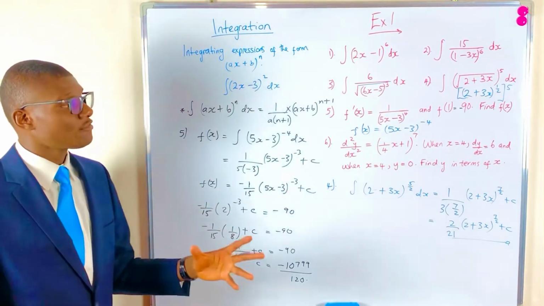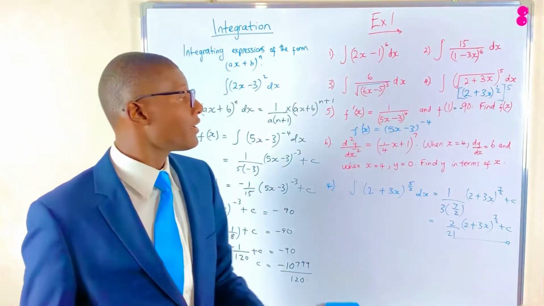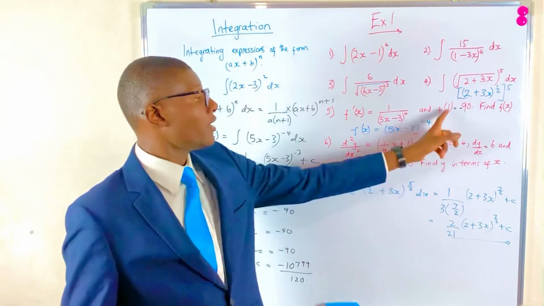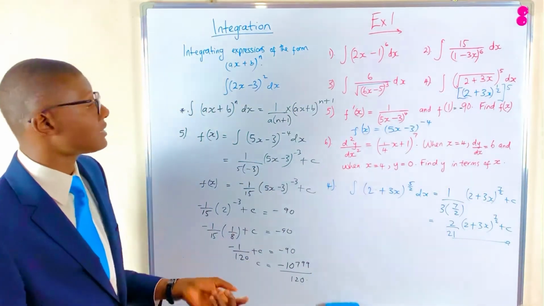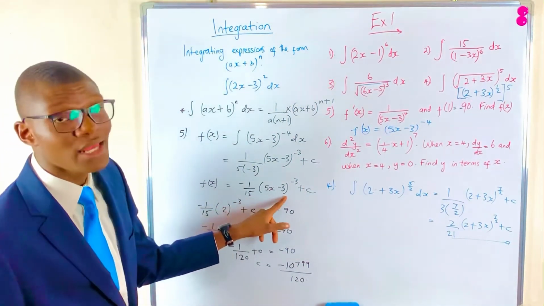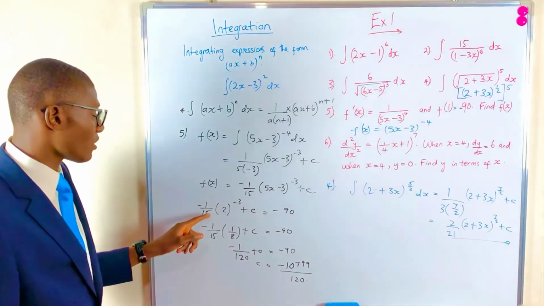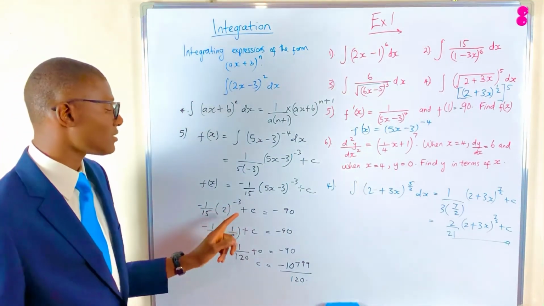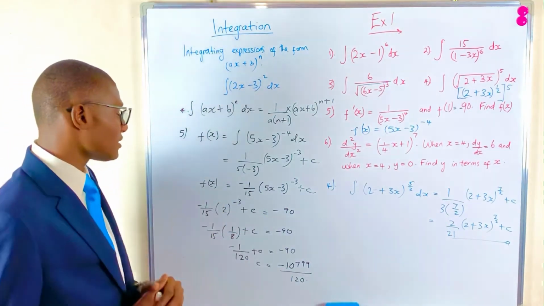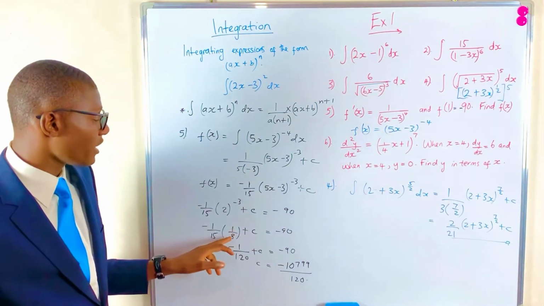So this being our f of x, we're told that f of 1 is equal to minus 90. Right? So in place of x, if we put 1, that result should give us minus 90. So for 1, we get 5 minus 3, that is a 2. 2 to the power of minus 3, right, minus 1 over 15 times 2 to the power of minus 3 plus c should give us minus 90. And then 2 to the power of minus 3, that result gives us 1 over 8.